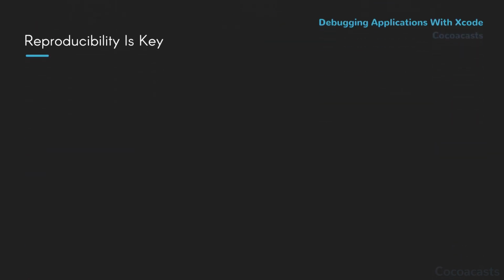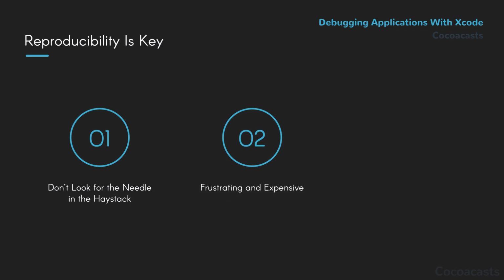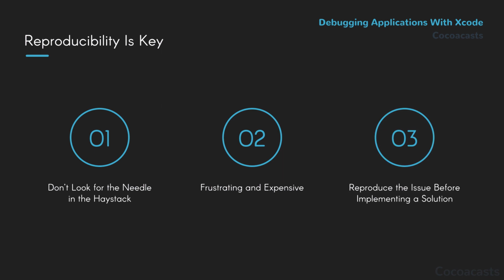Fixing a bug without the ability to reproduce the issue is like finding a needle in a haystack. Every developer has fixed or tried to fix bugs that weren't reproducible. This is a frustrating and expensive process for everyone involved: the project manager, the client, and you. Experienced developers often argue that you shouldn't write a line of code until you've been able to reproduce the bug, and that makes a lot of sense.